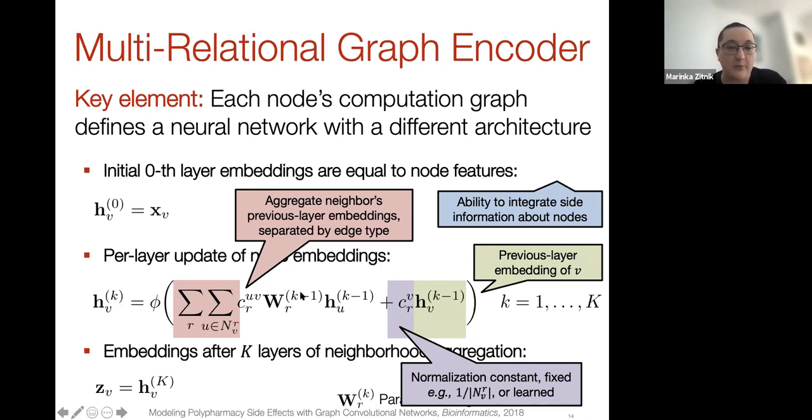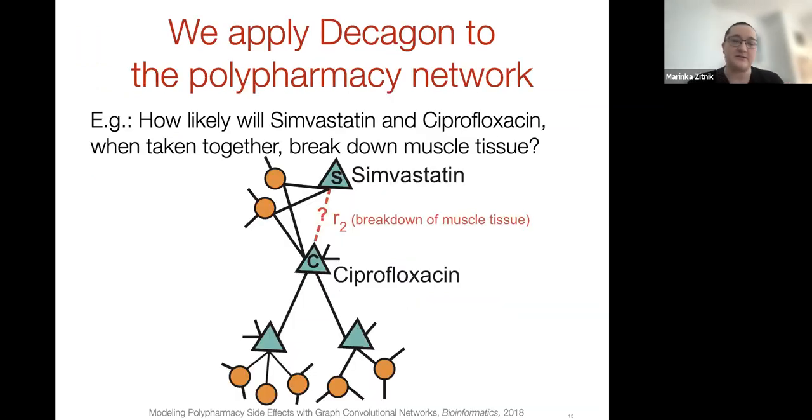And then this operation is repeated several times, K times, where K corresponds to the number of layers. The final embedding of the node V, Z sub V, is the output of the last layer. So this in essence specifies the transformation function that gives rise to the graph neural network that we call Decagon.